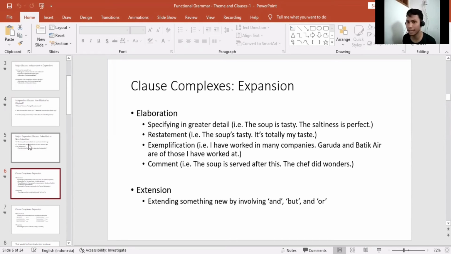And then there is extension, extending something new by involving and, but, and or. Like, the chicken is very tasty, but the saltiness is just not so perfect. Or you can say, I like the chicken and the cake, or anything like that. Next slide, please.